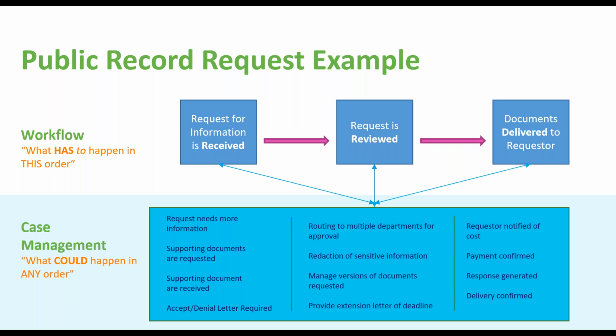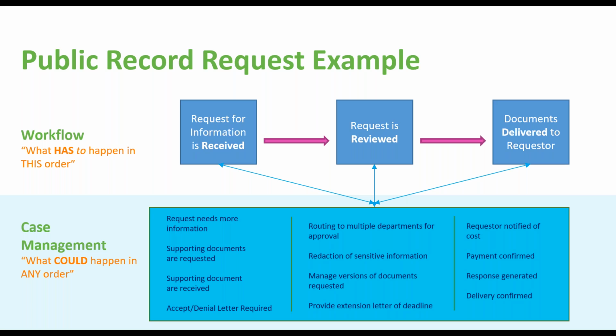There's a lot of unpredictability within these processes. If a request comes in and it's missing information, you need to communicate back to say, hey, listen, we need some more information, or we're denying your request because of this, please revise it. Do we need to route to multiple departments to get multiple approvals? Do we need to redact the information? How many versions of the document need to be managed? Do we need to provide an extension?